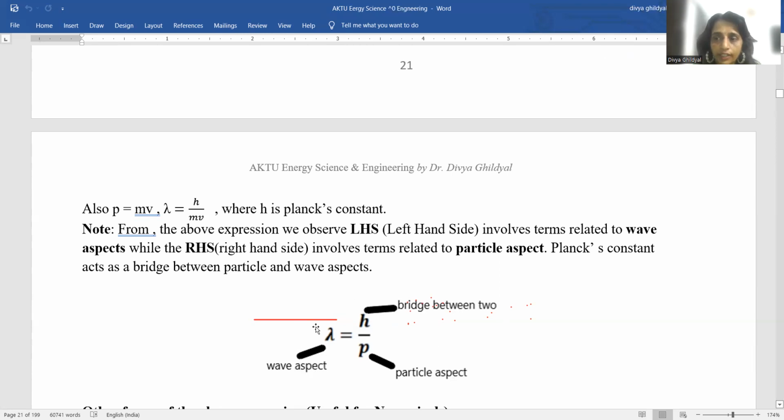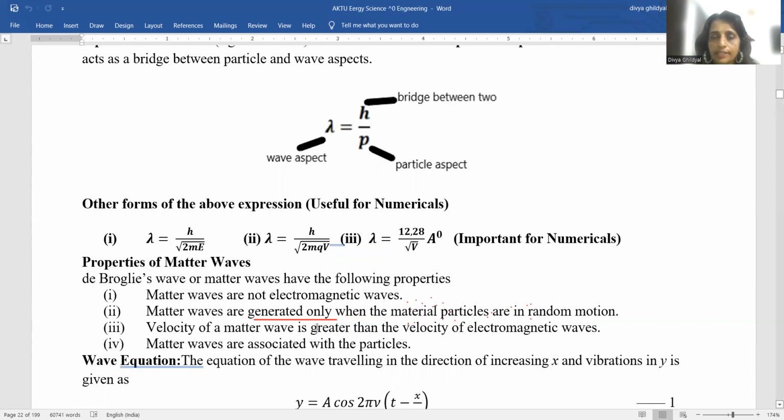Remember, this is a theoretical paper where you need to write a lot in order to explain the question. Numericals of 1 or 2 marks can be asked on this equation, and the other forms of this equation are lambda equal to h upon under root 2me, lambda equal to h upon under root 2mqV, where V is voltage, q is the charge. Lambda is 12.28 upon under root V. Answer comes in angstrom. Numericals are important on this part.